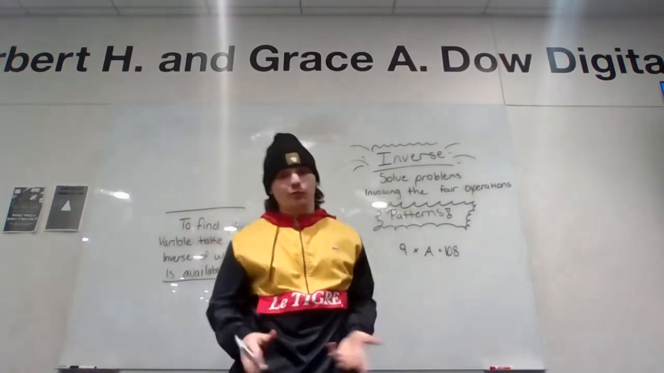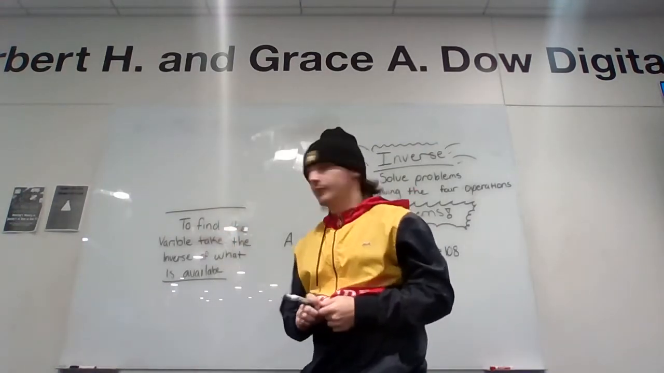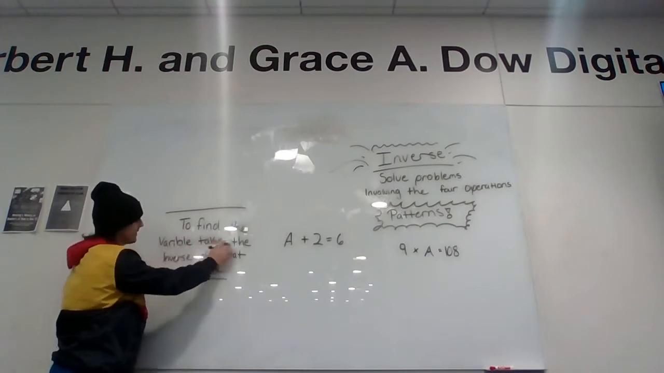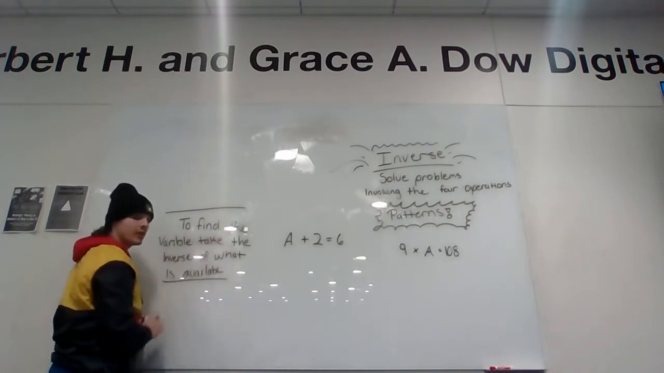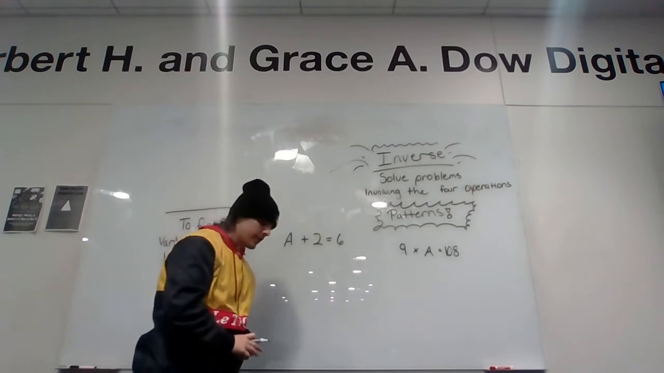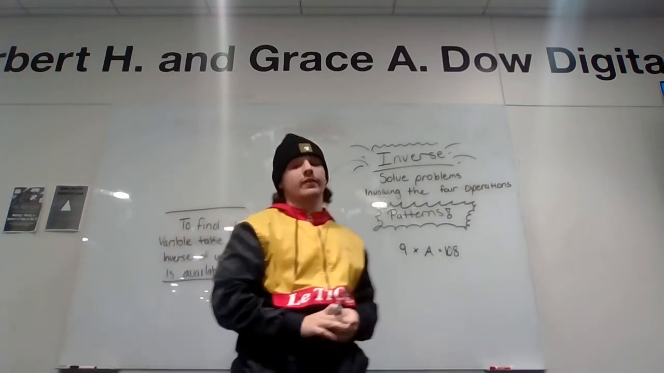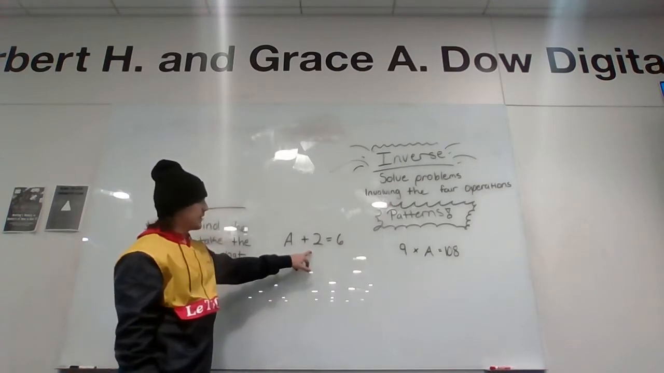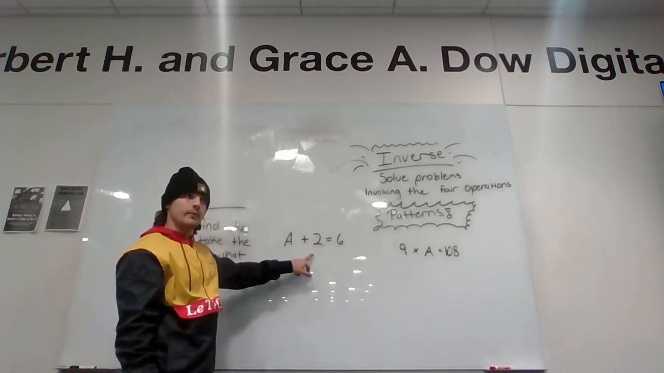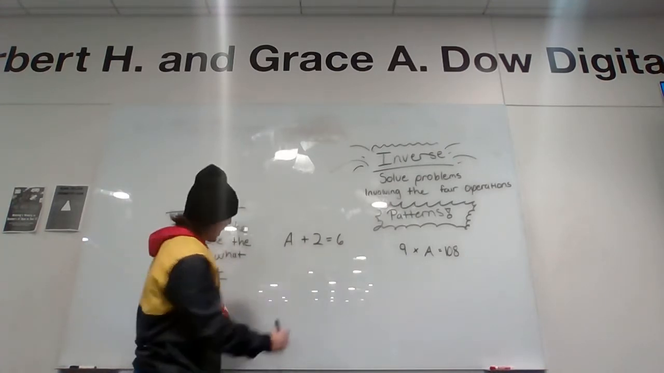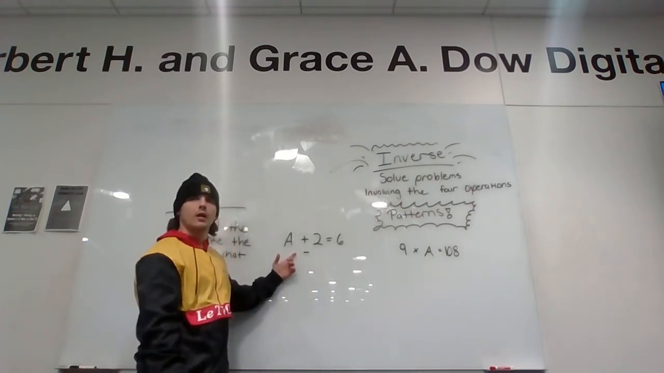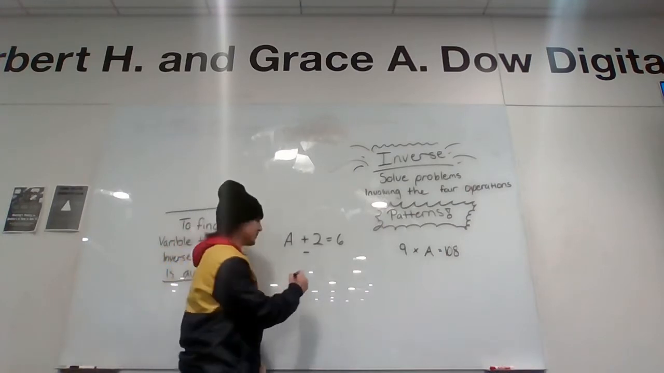And I got a little riddle for you guys to help you remember. To find the variable, take the inverse of what is available. So addition and subtraction are inverses of each other. So what do you think we're going to do? If we're going to take the inverse of this, what do you think we're going to do? Subtract. So we're going to subtract. What are we going to subtract? Are we going to subtract the A? No, yeah, you're right. We're going to subtract the 2.